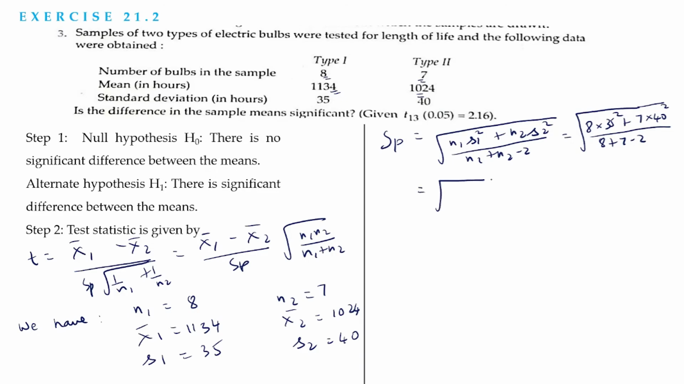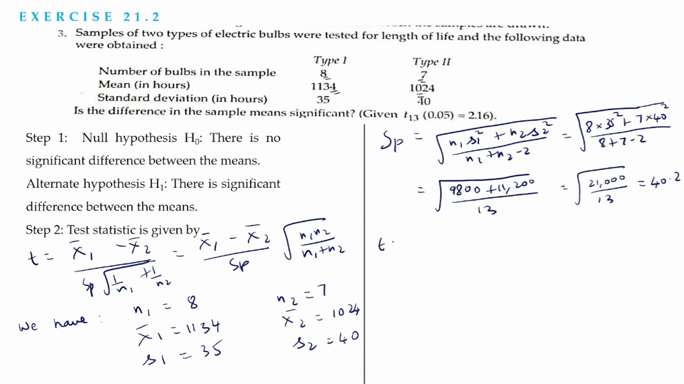So this is equal to root of this. When we simplify, we get 9800 plus 11200 upon 13. So it is equal to root of 21,000 upon 13. This when we simplify, we get 40.2.